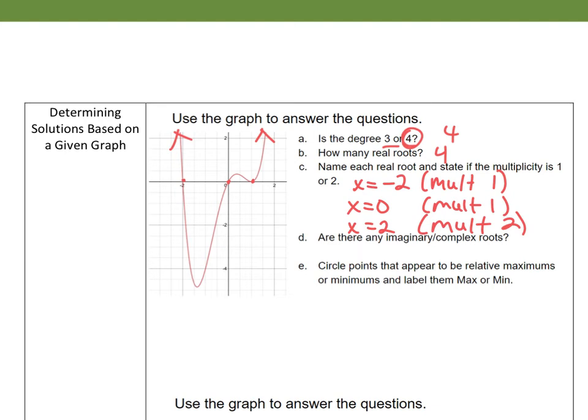I've just put 2. Are there any imaginary complex roots? So are there any other bounces that are not accounted for? I don't really see any here. Okay? And then it says circle any points that appear to be a relative max or a min, and then label them. So technically, I would call this one a relative minimum, right, because it's low. And this would actually be the relative maximum. And that's it for that.